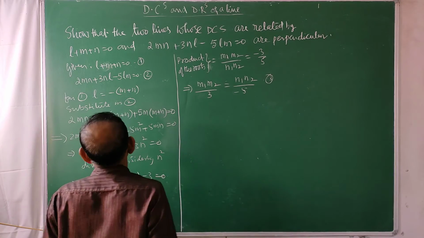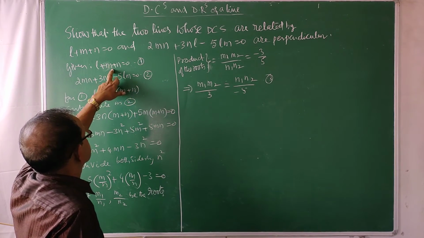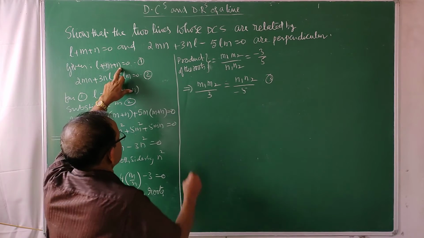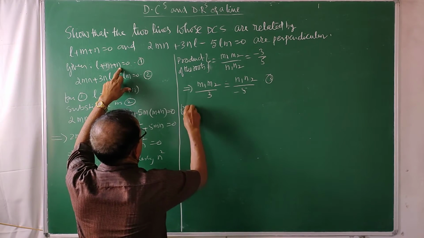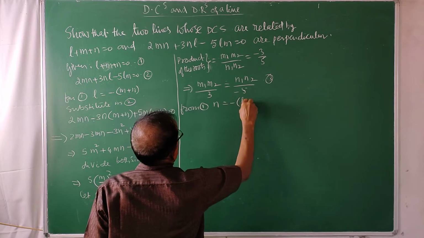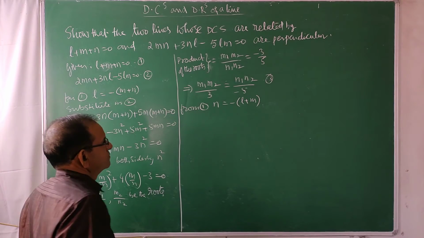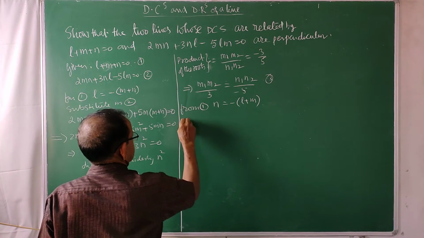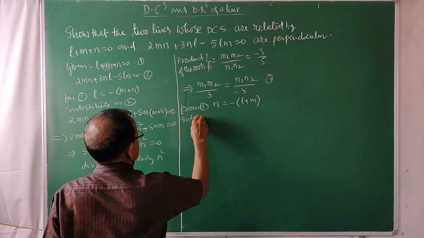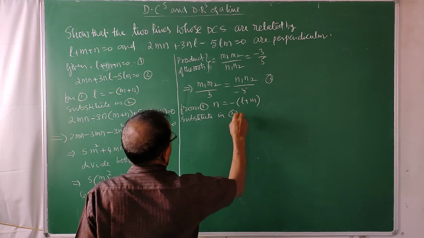Now, first we have taken L is equal to minus of m plus n from this equation. Now, we find out n from 1. N is equal to minus of L plus m. That we substitute in 2. Substitute in 2. What will we get?